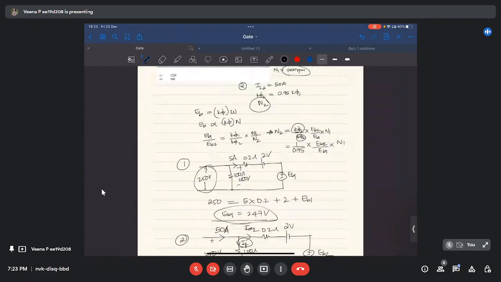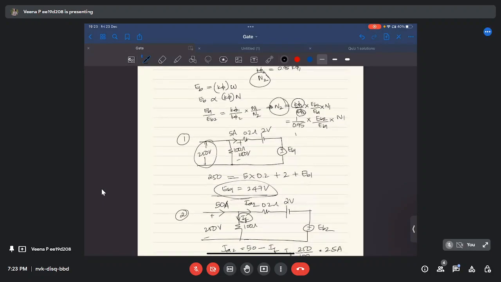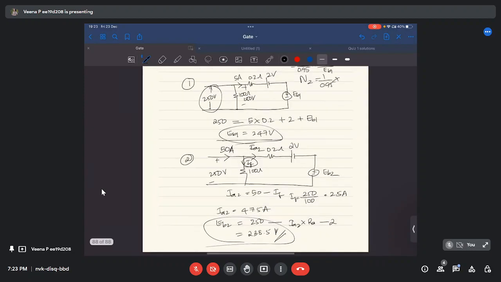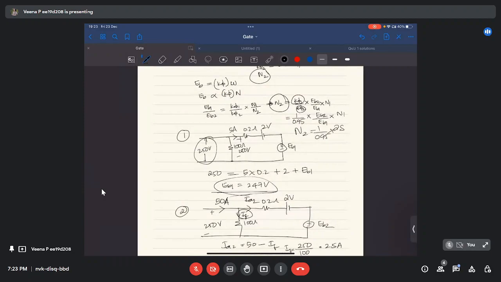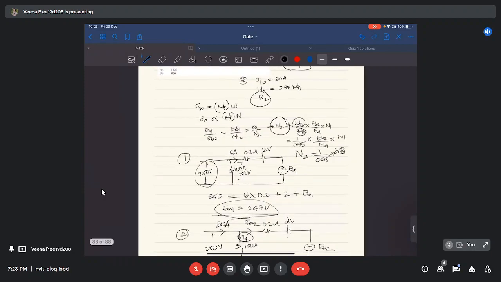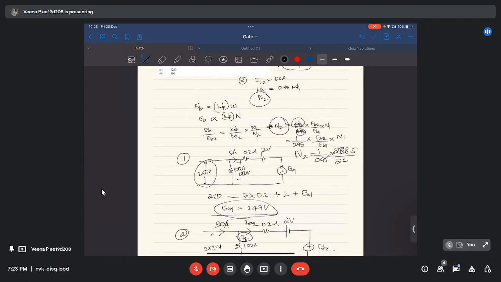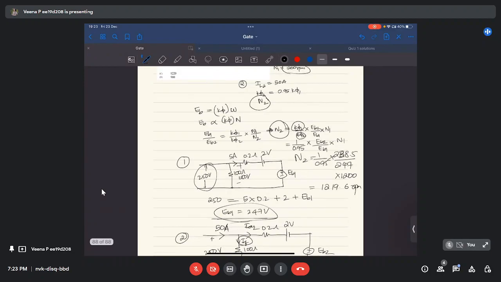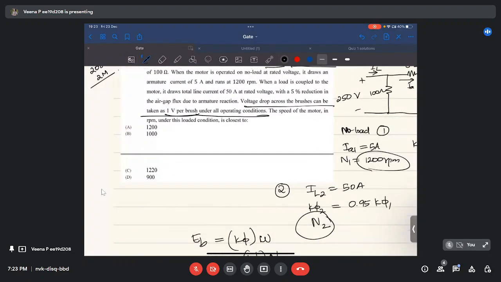So you got EB1 and you got EB2, so you can find your N2. N2 is 1 by 0.95, times EB2 which is 238.5, divided by EB1 which is 247, times N1 which is 1200. It will come out to be 1219.6 RPM. So it is closest to option C, that is the answer. Is it clear?